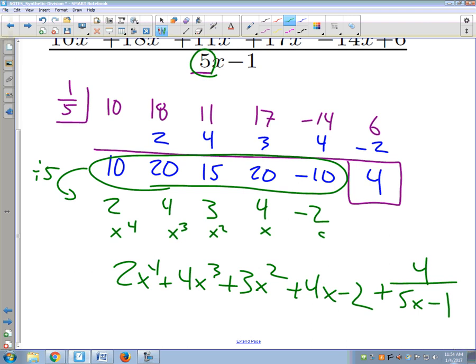Okay, so that's the advanced level problems. Any questions? I feel like you guys are going to breeze through this homework assignment tonight. Just make sure you're checking your answers. Any questions before we move on and talk about something else?